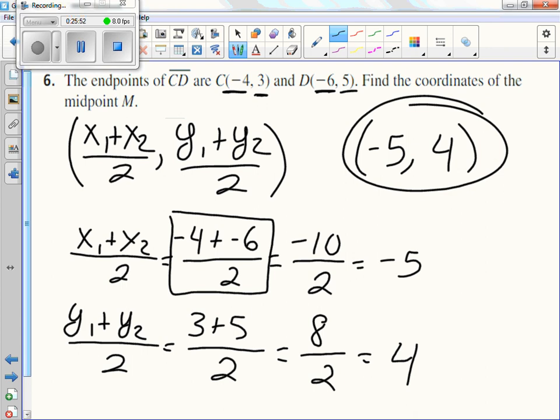We add the x values together, divide by 2 to get the x value of the midpoint. And then we add the y values together and divide by 2 to get the y value of the midpoint. And that's all we have to do for this here.